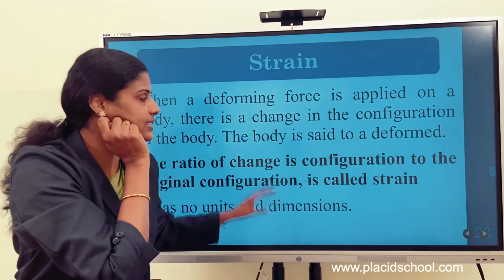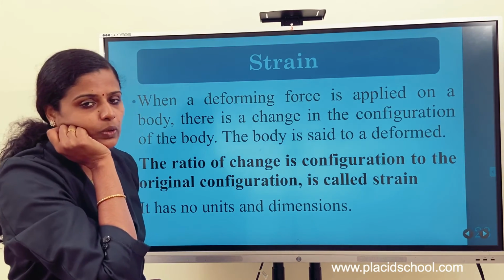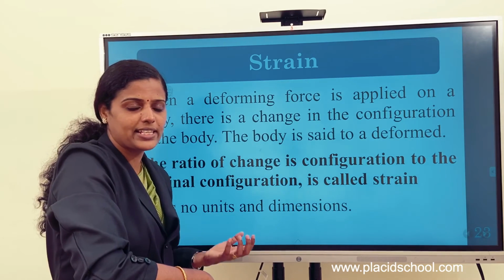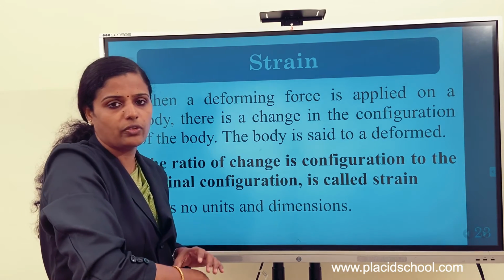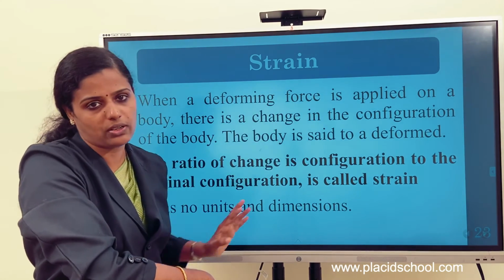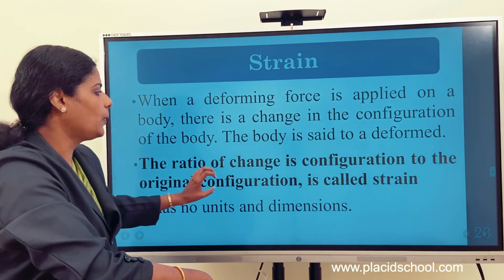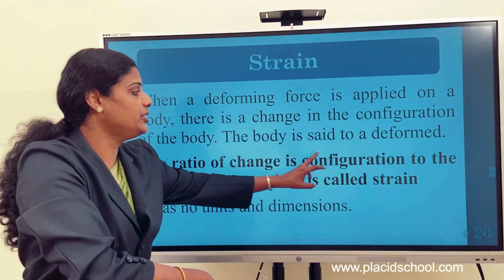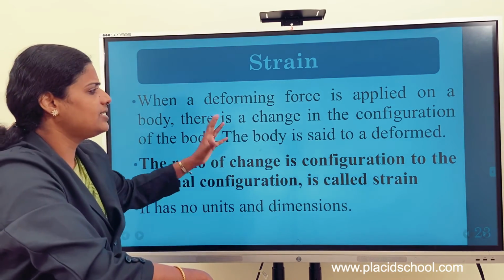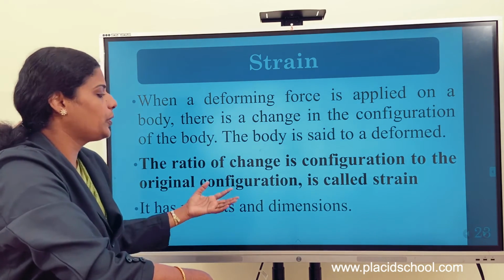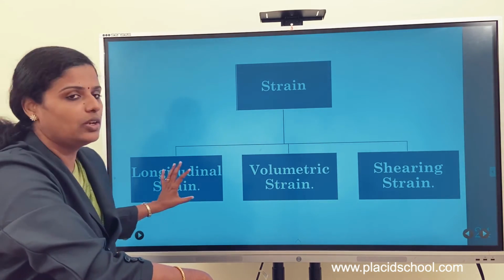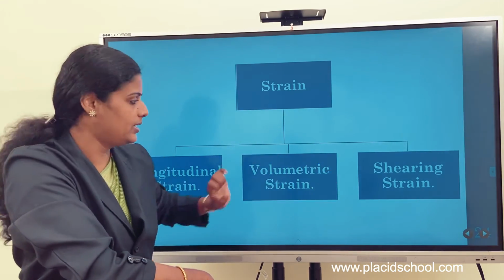And about strain, this is another important term in mechanical properties of solids. We already said we are applying a force, and some displacement or change in the configuration of the body takes place. Strain is defined as the ratio of the change in configuration to the original configuration. It has no units and no dimensions. Strains can be classified as longitudinal strain, volumetric strain and shearing strain.